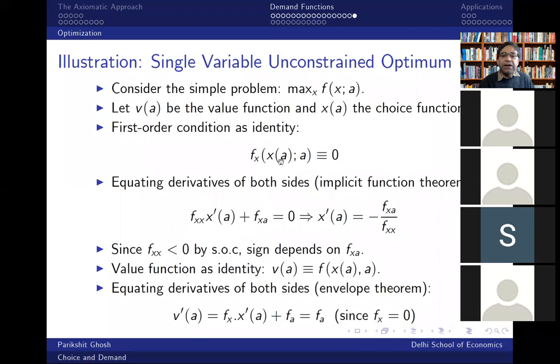This is pretty simple. There will be two terms, because a, first of all, directly affects the function. That's captured in f of xa, this cross partial derivative. Moreover, a affects the choice function, and through that affects the function. So you can think of this as the direct effect of a change in a, and this is the indirect effect. That is equal to 0, and that allows us to solve for x prime of a. This is how the choice of irrigation responds to rainfall, given by these partial derivatives.